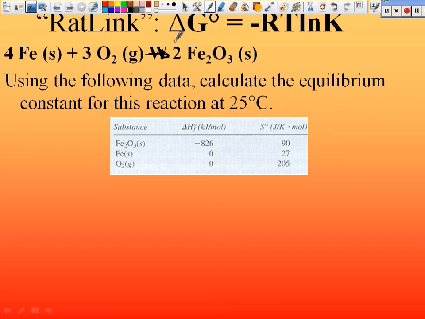No, it is tungsten, but that's not supposed to be a W. It's supposed to be an arrow. It's supposed to be iron plus oxygen yields. I don't know. It's a typo.